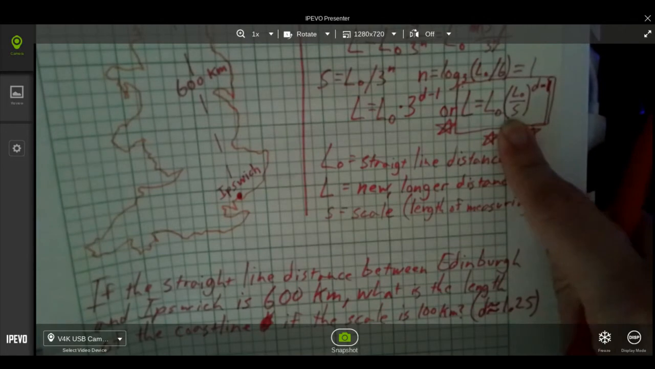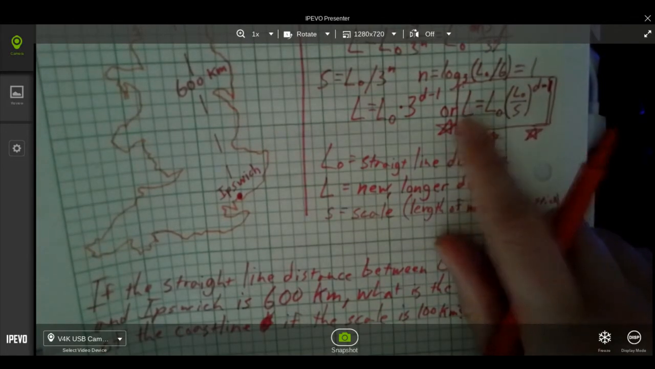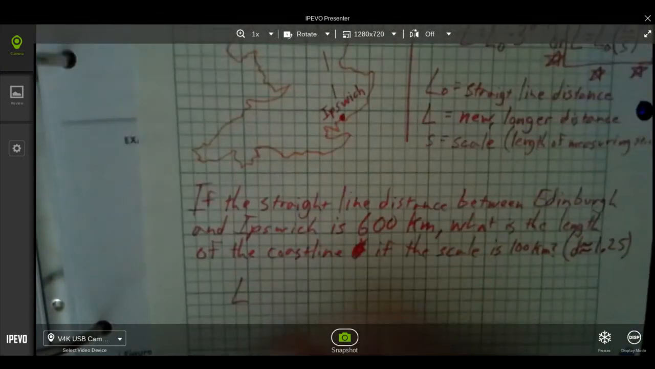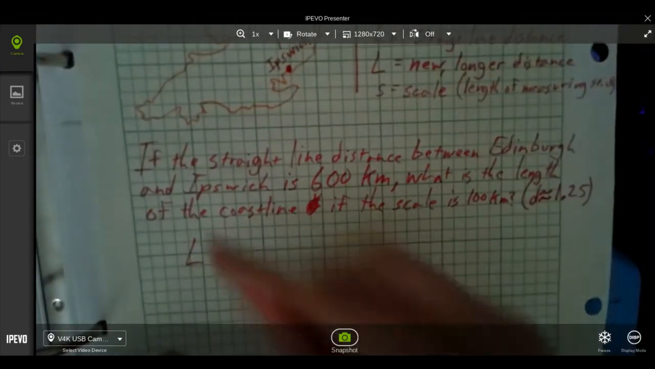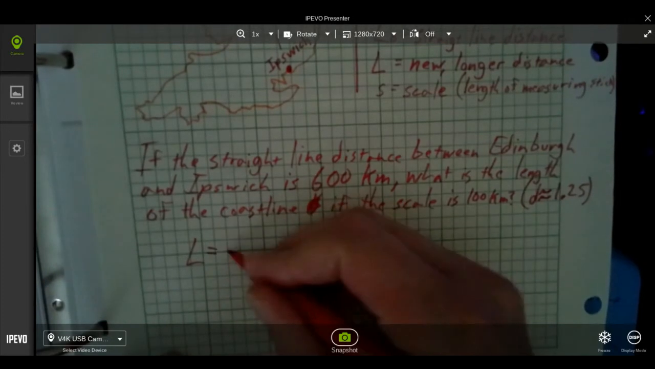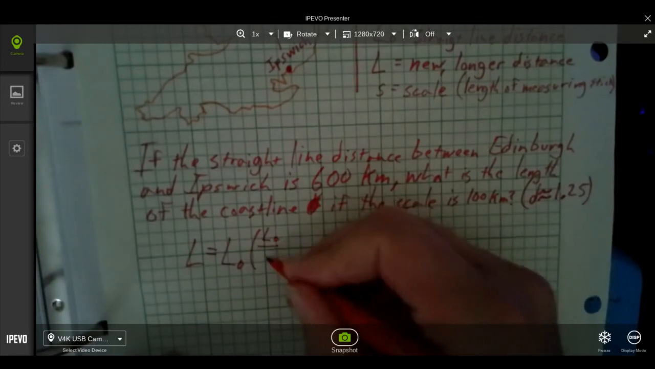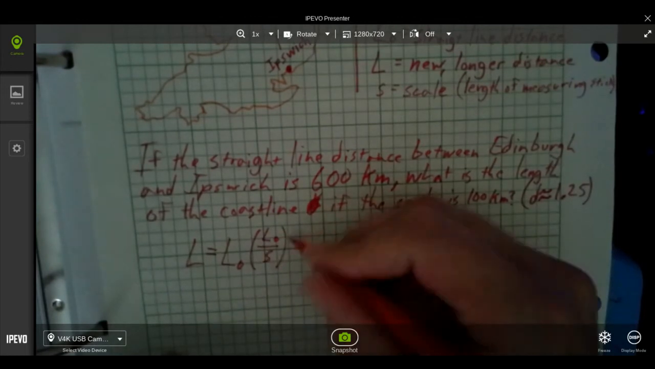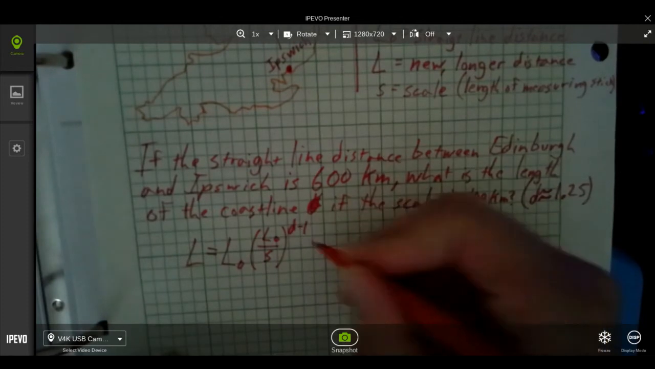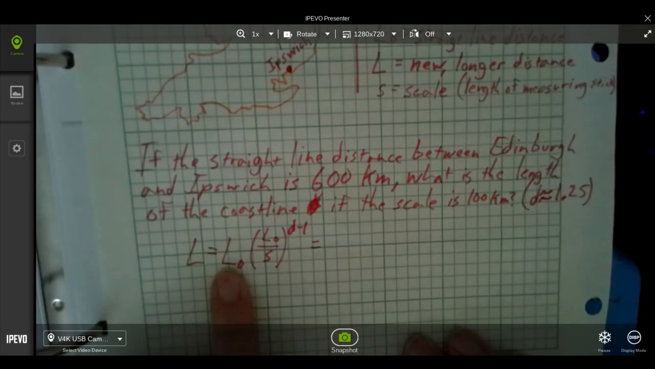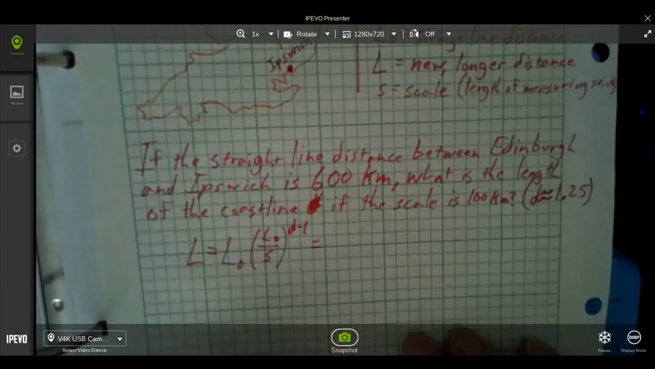So let's look at our formula here. This is what I have to use. L, that's my new length. That's what I'm looking for. So let me just copy it on down here. I'll move my paper up a bit. L equals L naught times L naught divided by your scale raised to the D minus 1 power. So all you got to do is just fill it in. L naught, well, that's just my straight line distance, which we said was 600 kilometers.